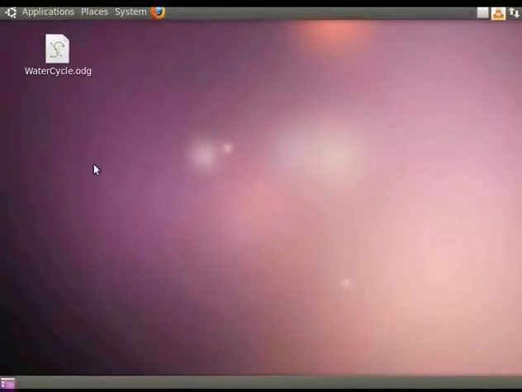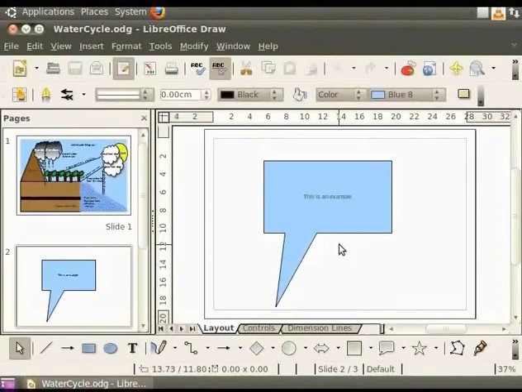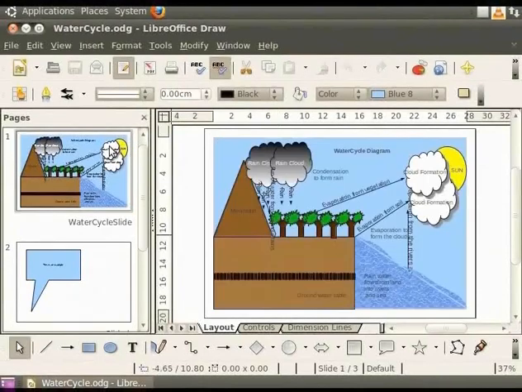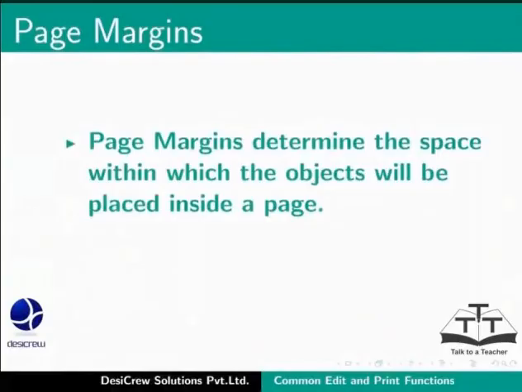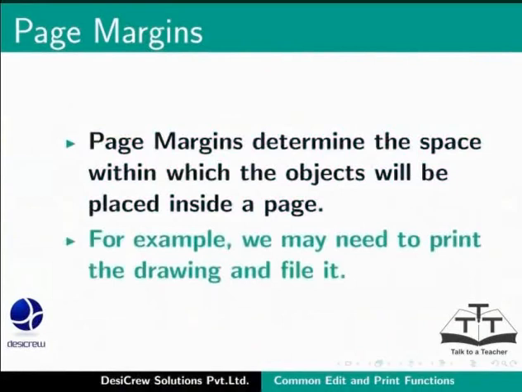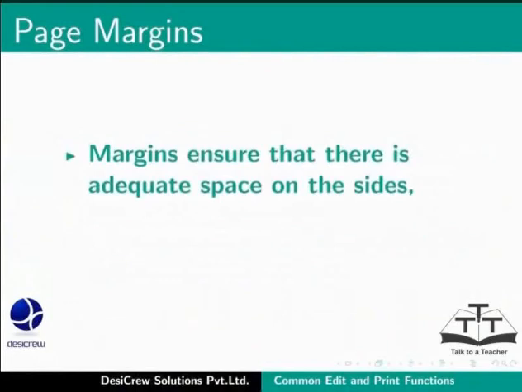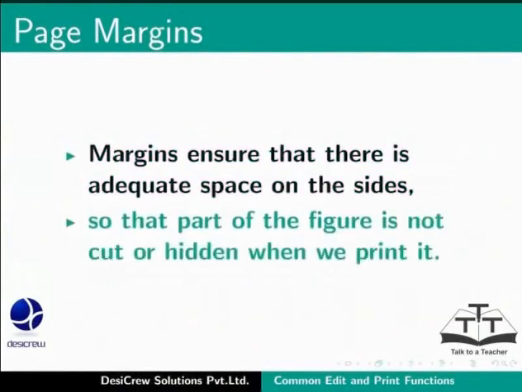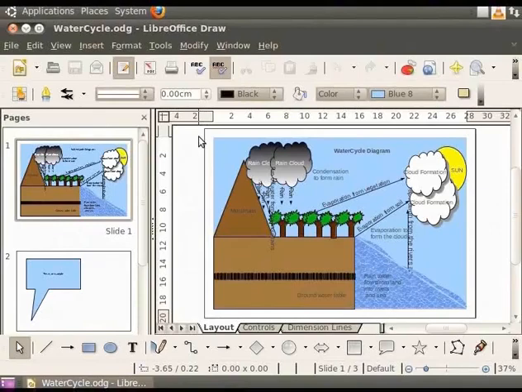Let's open the water cycle and select the page that has the water cycle diagram. Let's set page margins for this drawing. Why are page margins necessary? Page margins determine the space within which the objects will be placed inside a page. For example, we may need to print the drawing and file it. Margins ensure that there is adequate space on the sides, so that a part of the figure is not cut or hidden when we print it. Let's set page margins and then print the water cycle drawing.